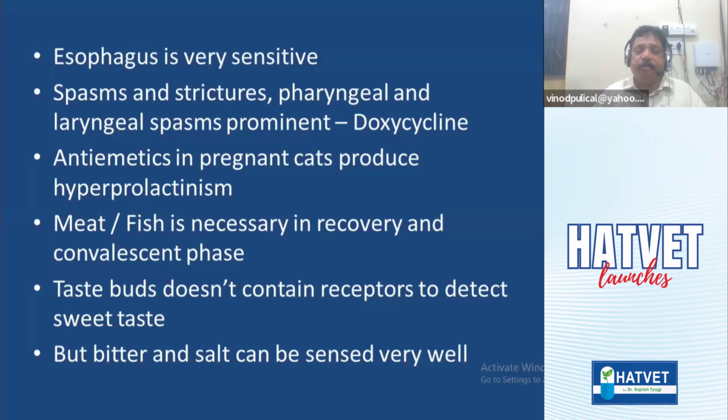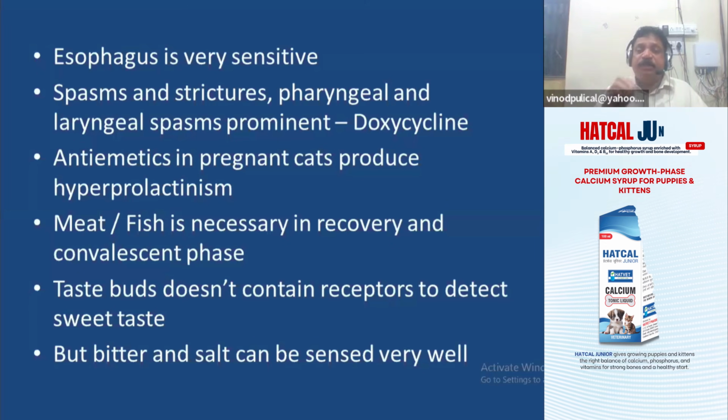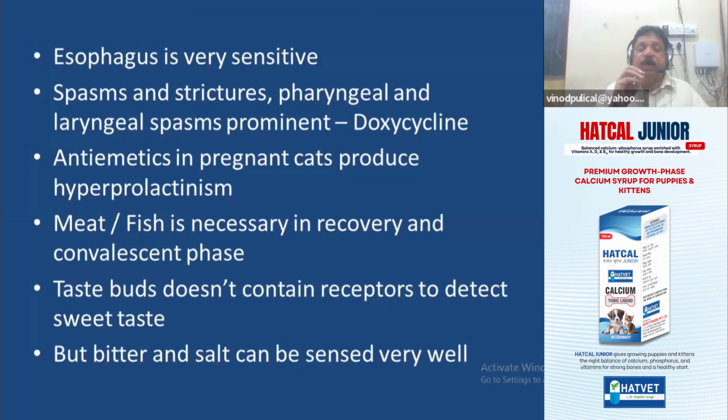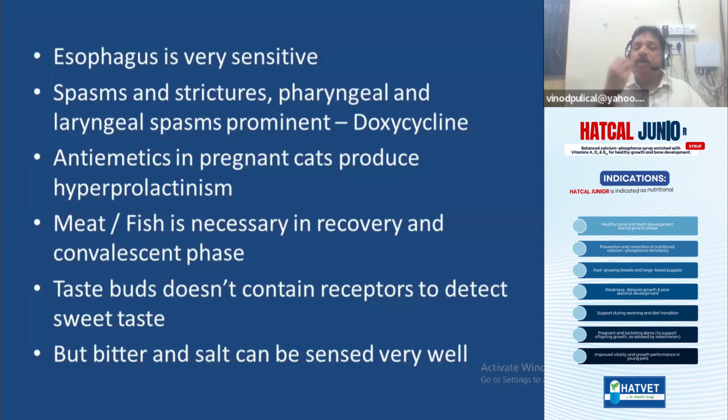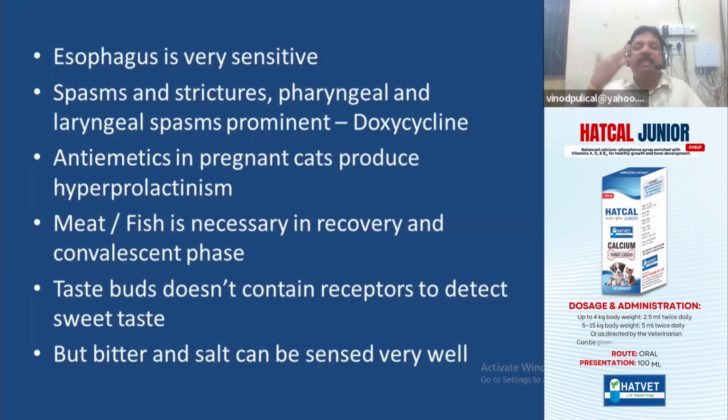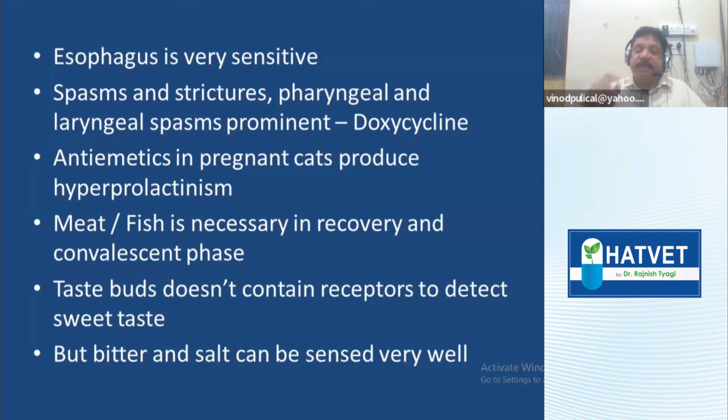And meat or fish, these are all general features which we should keep in mind. Meat or fish is necessary in the recovery or convalescence phase. There are no sweet-sensitive taste buds on the tongue of the cat; they cannot sense sweet. So no need of applying honey and then giving it. It will not work at all. But bitter and salty tastes can be sensed very well.